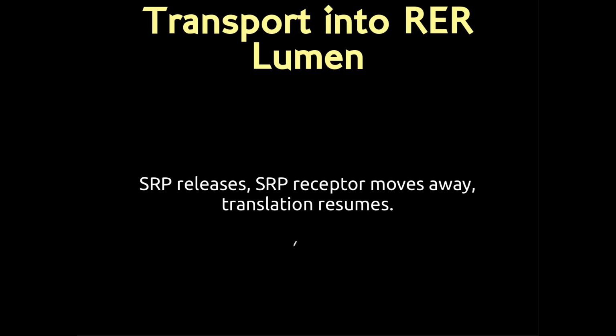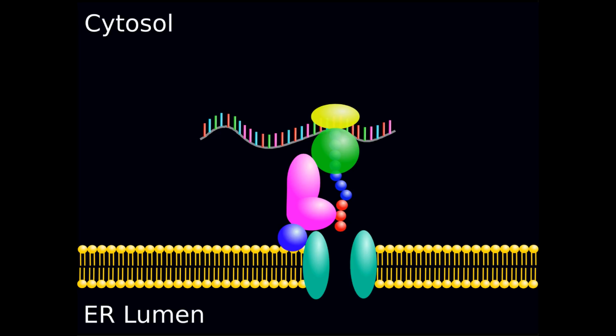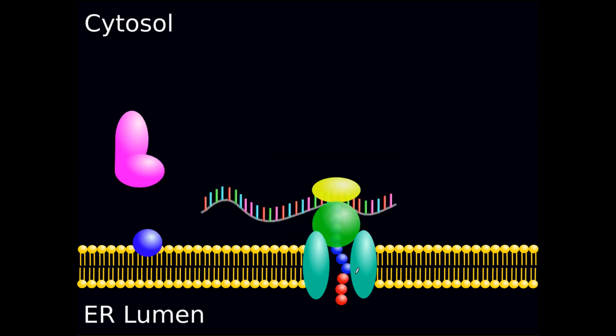At this point, the signal recognition protein is going to release, and the signal recognition protein receptor is going to move away. At that point, translation is going to resume. So, this whole complex here, the SRP and the SRP receptor, move away, and then translation is going to resume into the RER. And that's what we have happening here.